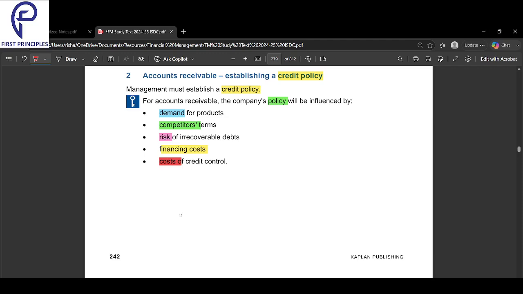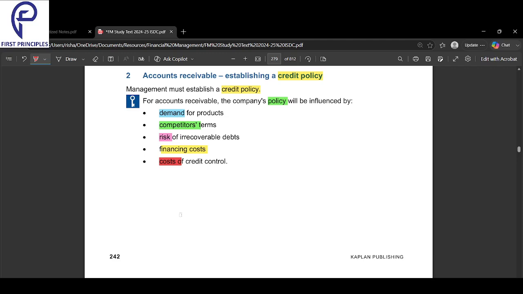What are the strong rules? Number one, you have to see the demand for the products. If the demand is very high, you can be strict. If the demand is low, you have to be generous.